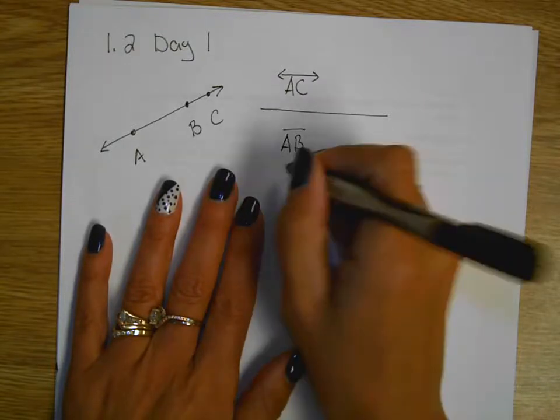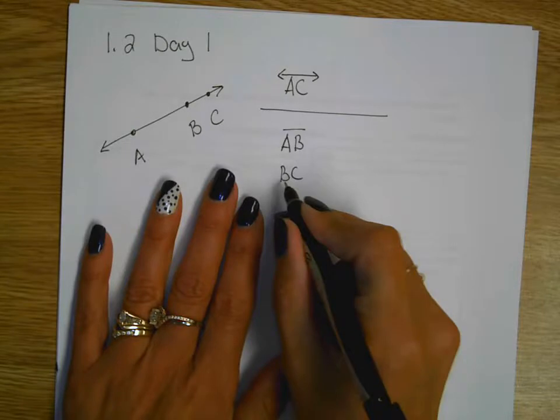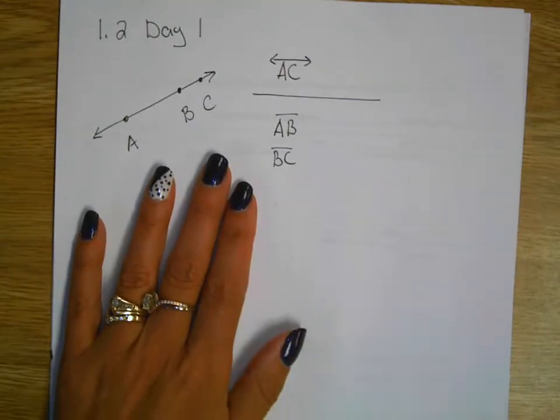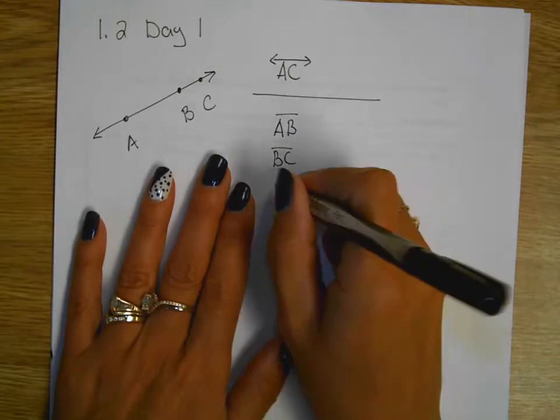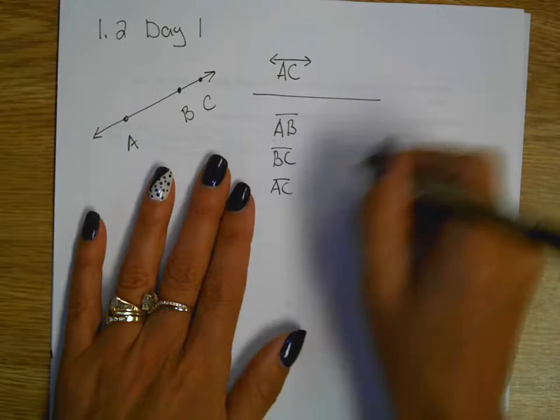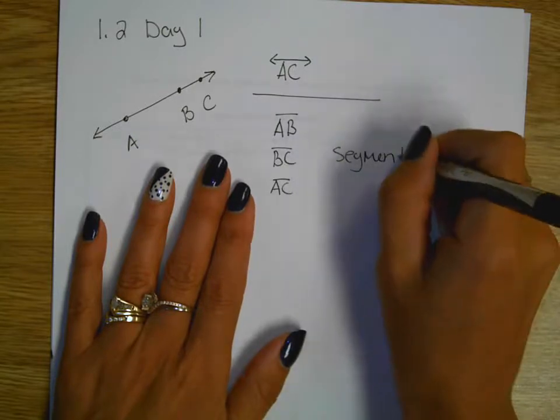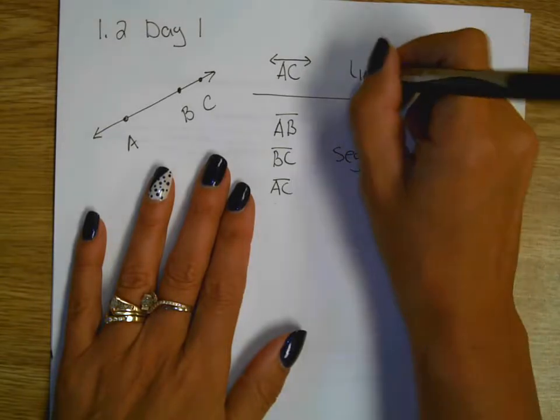Yep. BC. Starts at B, stops at C. Any more segments in the picture? Yep. AC. Okay. So we got segments. Segments have a finite length. You can measure it. Lines go on forever.